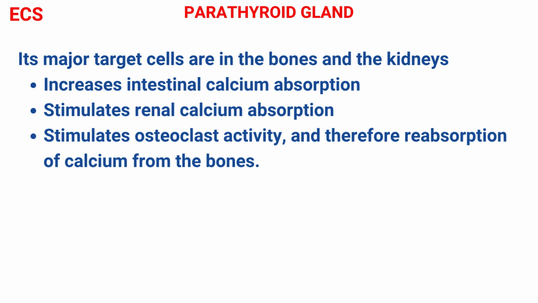The major target cells are in the bones and the kidneys. The functions of parathyroid hormone are: it increases intestinal calcium absorption, it stimulates renal calcium absorption, and it stimulates osteoclast activity and therefore reabsorption of calcium from the bones.